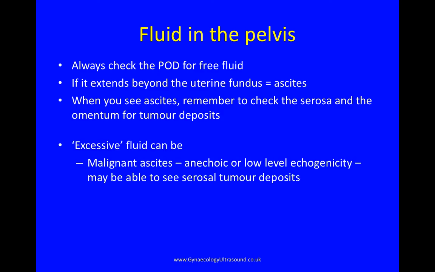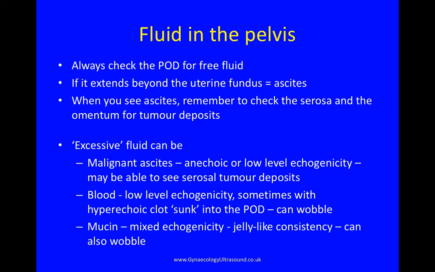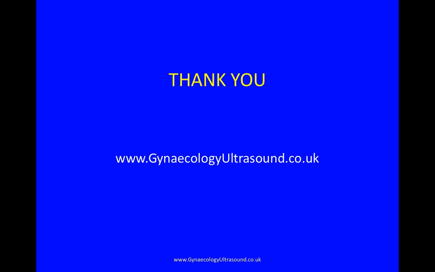Excessive fluid can be malignant ascites, which is usually anechoic or of low-level echogenicity, and you may be able to see serosal tumour deposits. It can be blood, which is of low-level echogenicity, sometimes with some hyperechoic clot sunk into the pouch of Douglas, which can wobble. Or it can be mucin of mixed echogenicity, a jelly-like consistency, which can also wobble.